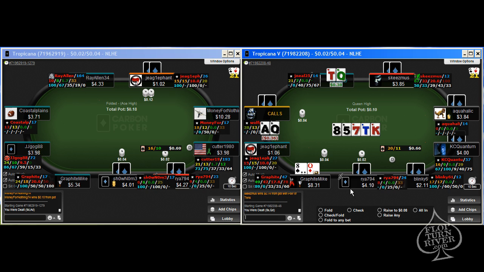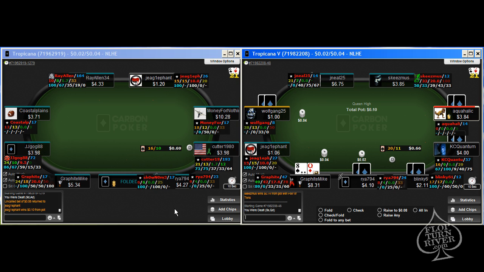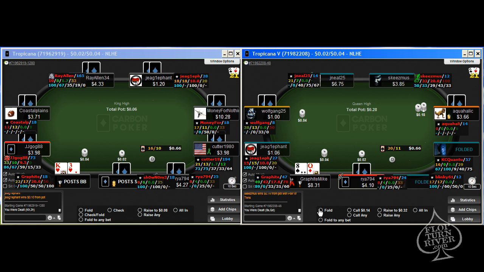I did notice he folded to a lot of my 3-bets, so I wrote that in the notes. But it's good we have position on him, and we almost have position on him on the other table too, which might prove profitable if we get the right hands.